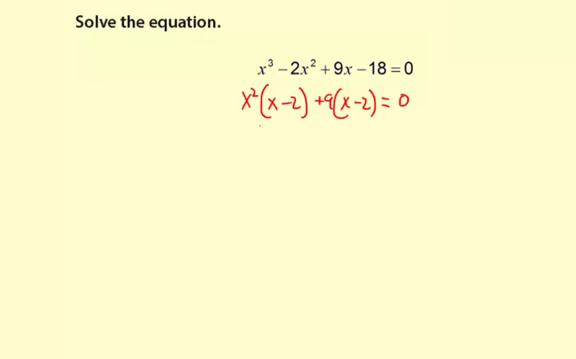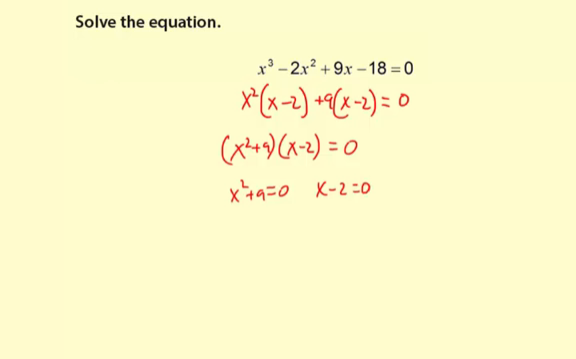So now I'll do the grouping step. It's going to be x squared plus 9 times x minus 2 equals 0. Okay, now the equation's factored. We can apply the zero product property and finish solving for x. So this first factor, x squared plus 9 equals 0, and the second factor, x minus 2 equals 0.